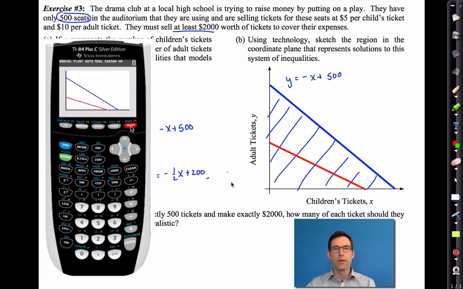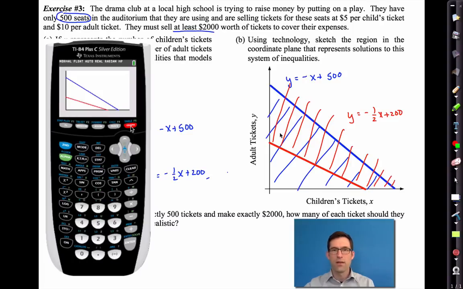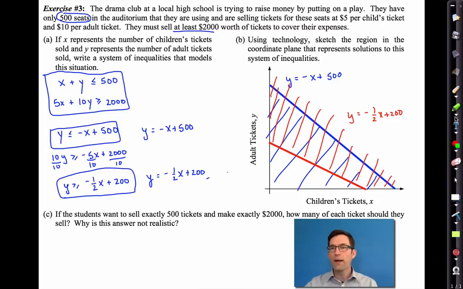And then that's y is greater than. Well, let me throw the equation on first. We'll put it up here. It's color-coded. So y equals negative 1/2 x plus 200. But now we're shading above because it's y is greater than. All right, so our viable region again, maybe I'll outline that in this green. Our viable region is this. All right, that's our solution set.